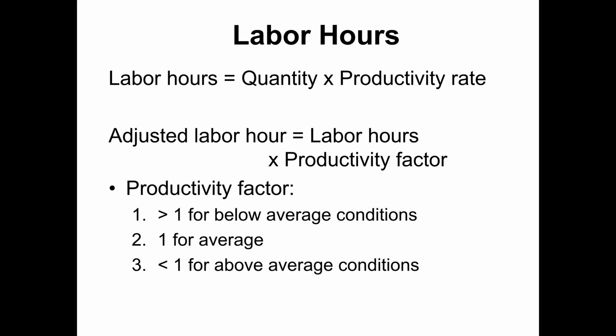The productivity factor is always greater than 1 for below average conditions, so greater than 1 when conditions are worse than average. It is 1 for average conditions, and less than 1 for above average conditions. So when the work is easy, the productivity factor will be less than 1. For difficult conditions, it will always be greater than 1, because we cannot finish the work within the same labor hours. We need more time, so we get the adjusted labor hours.